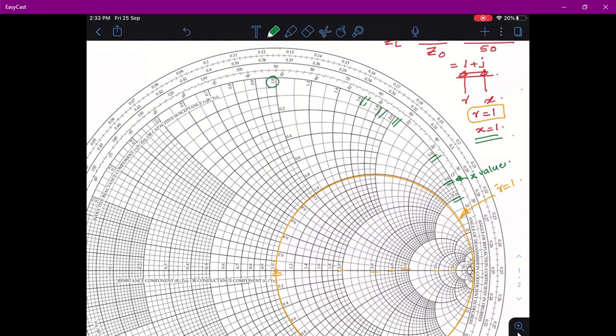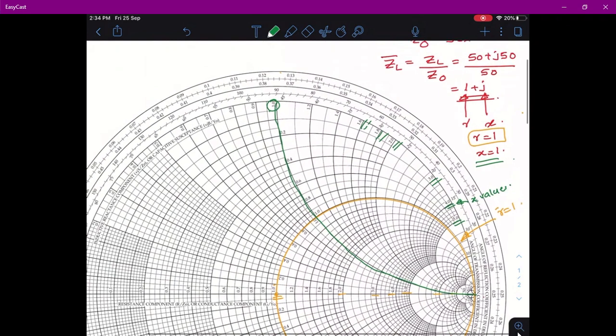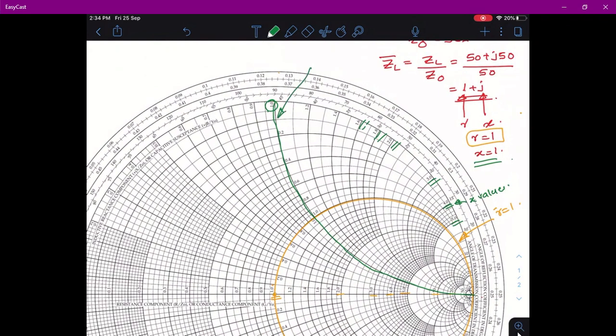That is where X equal to 1. So let's trace that X equal to 1 point, which is like this, sorry. This is that X equal to 1 circle. So this is my X equal to 1 circle.